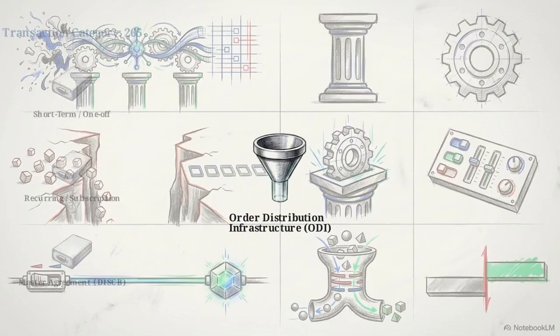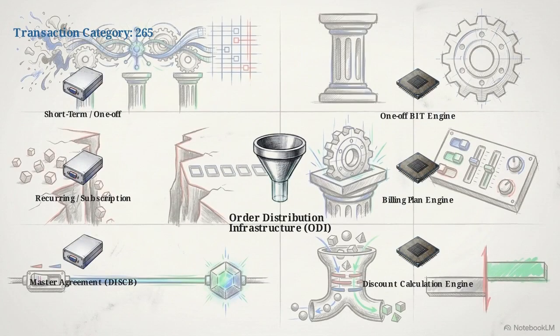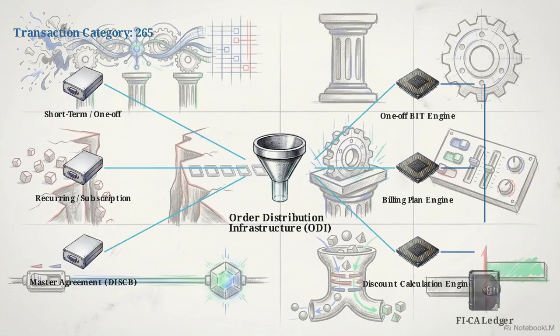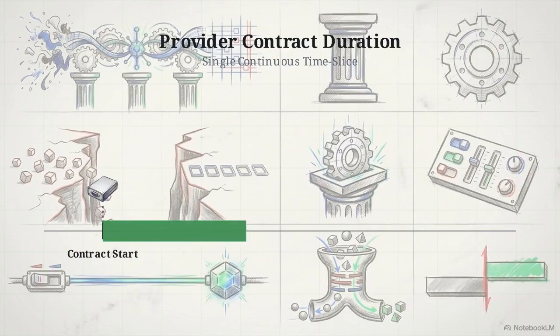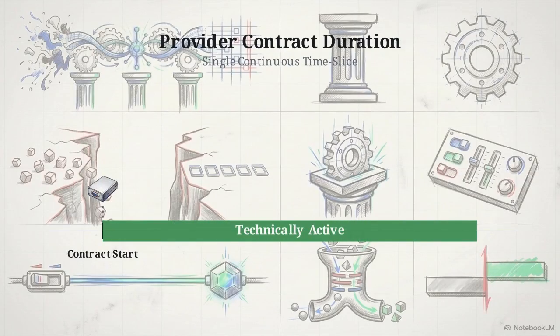By combining the order distribution infrastructure with strict transaction types, the architecture ensures that short-term revenue, recurring fees, and complex scale discounts are all routed to the correct rating engines. Initial contract creation is straightforward. The complexity increases with mid-cycle contract changes.